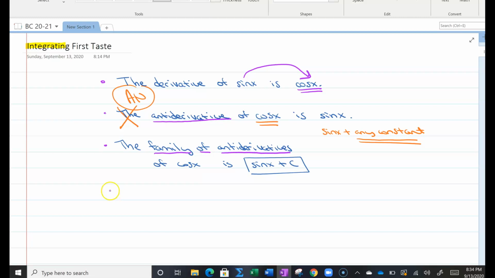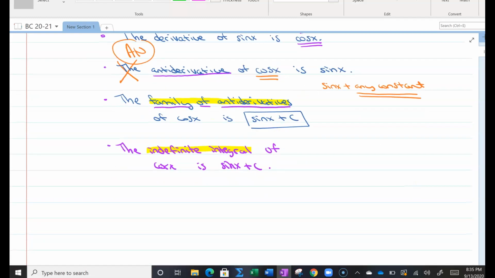So we could say the family of antiderivatives of cos x is sine x plus c. We will also introduce this phrase, the indefinite integral. The indefinite integral of cos x is sine x plus c. When you are asked what the indefinite integral of something is, that is saying the same thing as asking for the family of antiderivatives. These two phrases are synonymous.